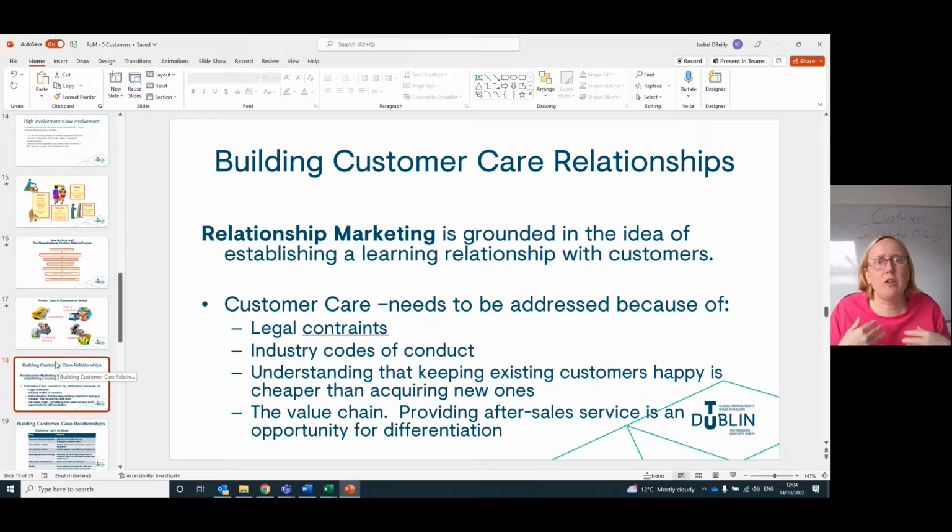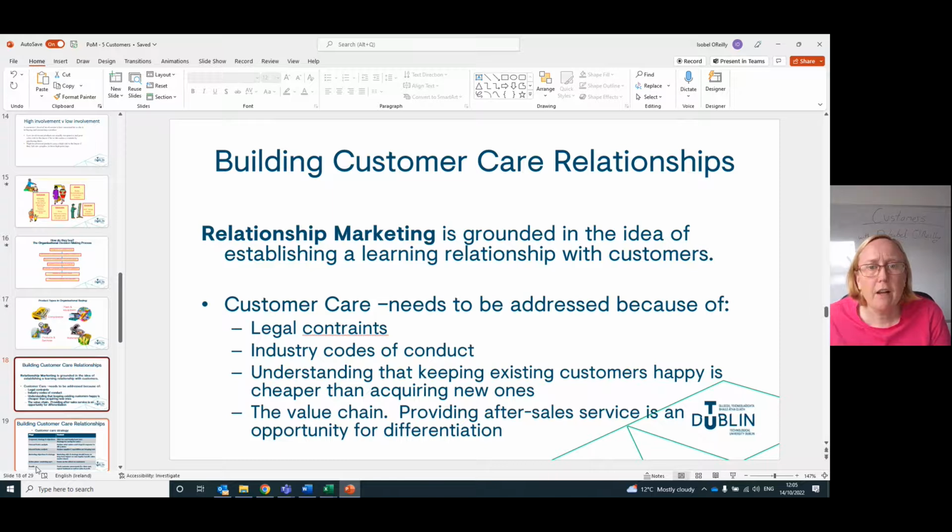We've talked before about the importance of trying to retain customers and generating customer loyalty and so on. And this has been expanded into an area of customer care and relationship marketing. So this is grounded in the idea of establishing a learning relationship with our customers. It's learning because we're constantly trying to gather information that will help us better satisfy their needs.